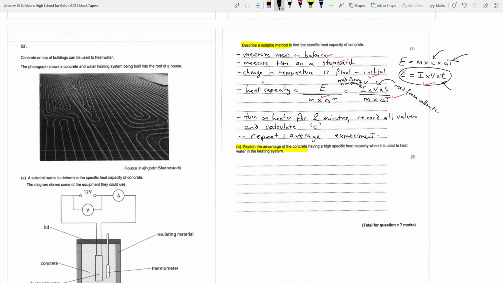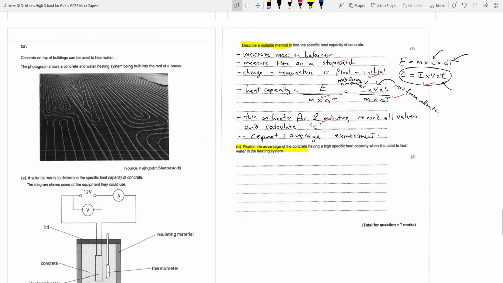So there's a lot of marking points. There are some more in the mark scheme, but this gives you everything you need to do to determine the specific heat capacity. So there we go. I think there are 10 marking points in the mark scheme, and you are after any 5.